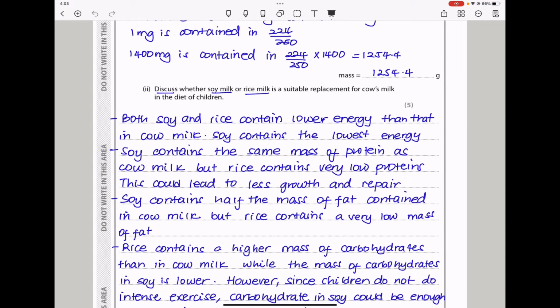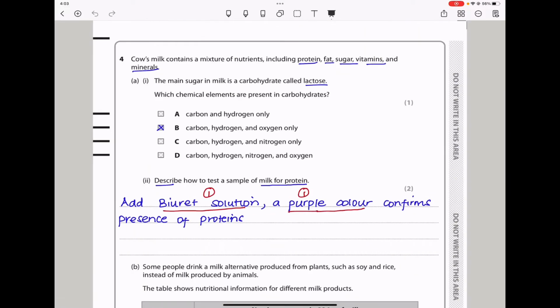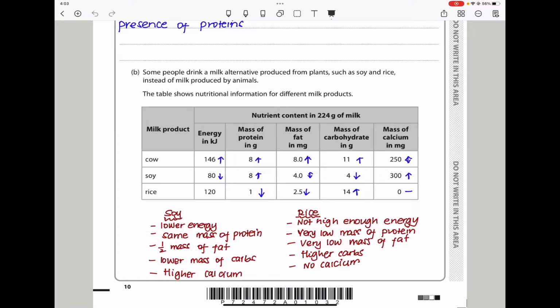Next they say, discuss whether soy or rice milk is a suitable replacement for cow's milk in the diet of children. I want to take you back here, and again I've gone through this. When we see the comparison, soy has lower energy, it has the same amount of protein, which is good. So proteins are useful in the formation of components within the body as well as growth and repair. Here we can see fat is halfway, which could be good, but this one has very low fat, this one has lower mass of carbs, this one has higher, and this one has high calcium while this one has none.